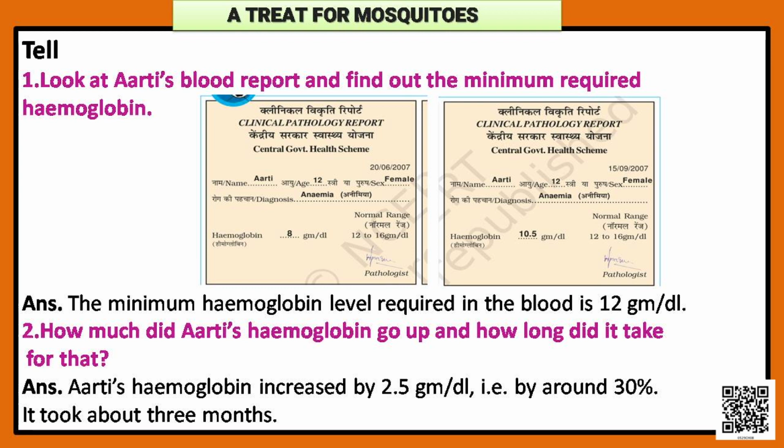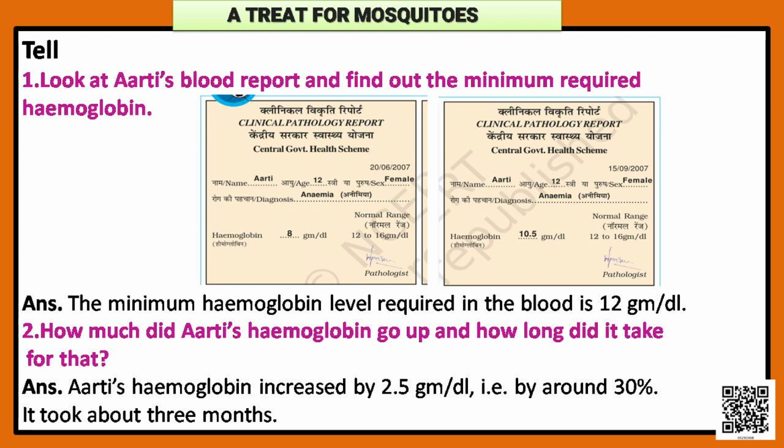Let us move to the next question. How much did Aarti's hemoglobin go up and how long did it take for that? Is it written there? Yes, it's written in the other report. Aarti's hemoglobin increased by 2.5 gram per deciliter, that is by around 30%, and it took about 3 months.